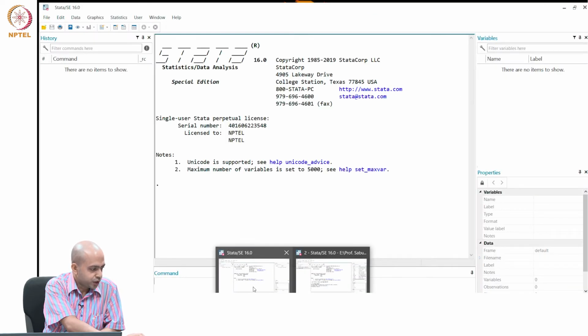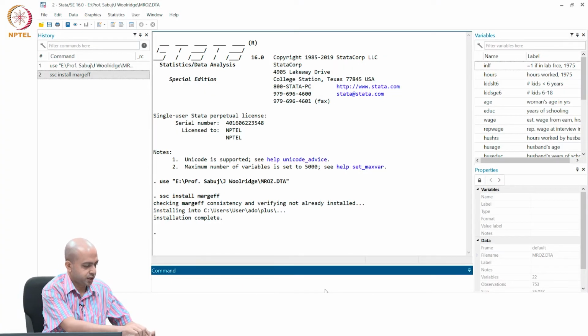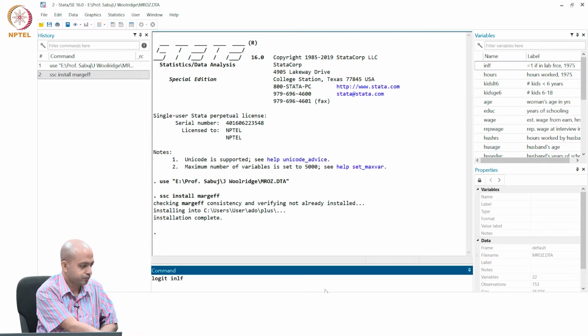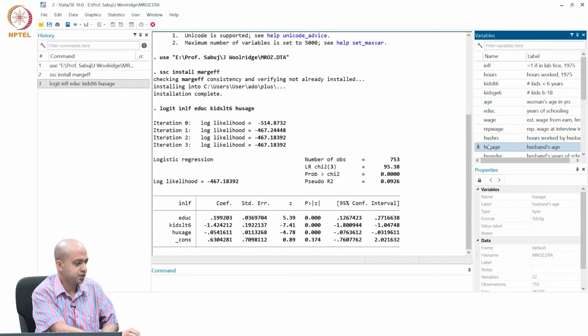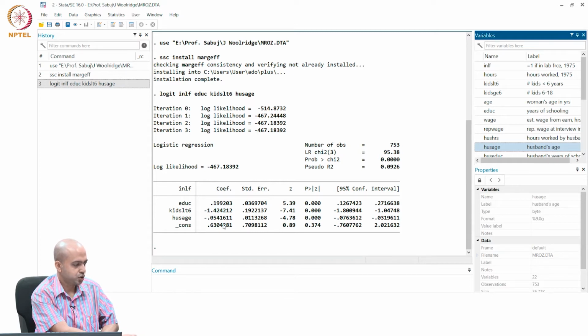So, let us see how we can estimate this. What is the command for the Logit model? Logit, and then your dependent variable, in labor force, INLF, and then instead of typing the variable names, you can directly click on them also, and Stata will take them. Then you put education, kids LT6, and husband's wage, and if you press enter, this is the model that you have estimated, which shows the result.